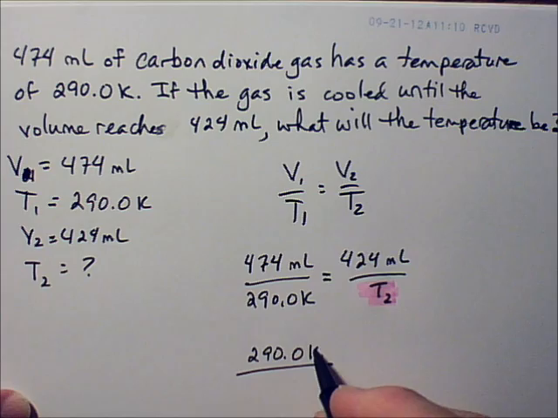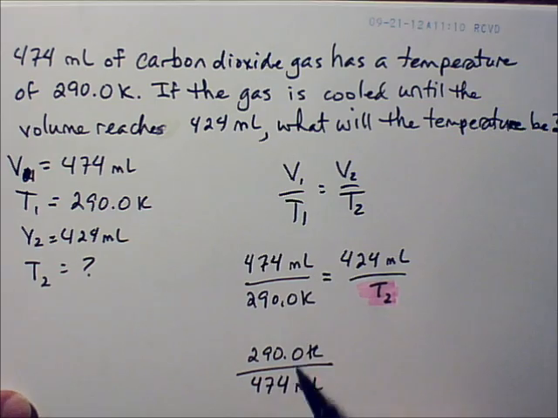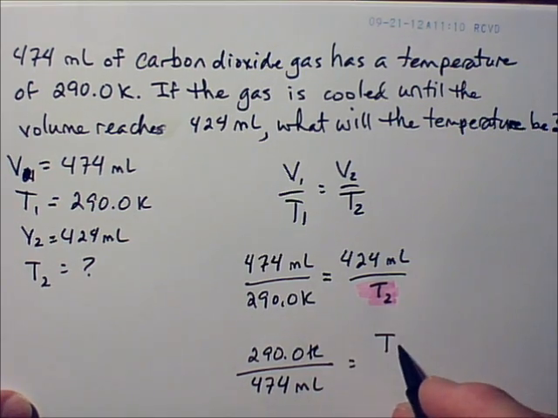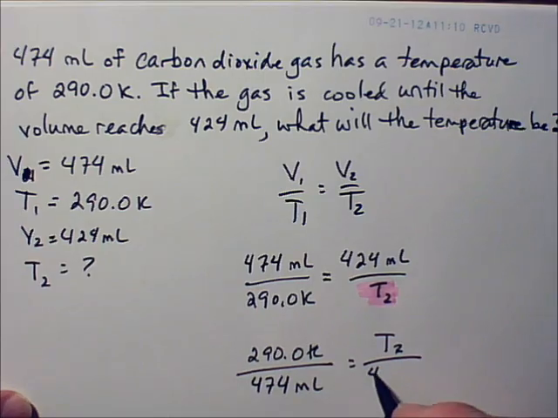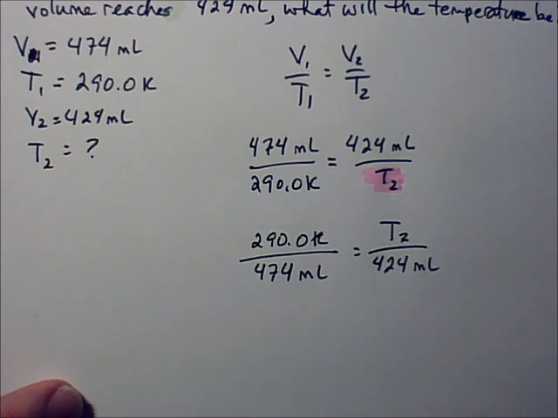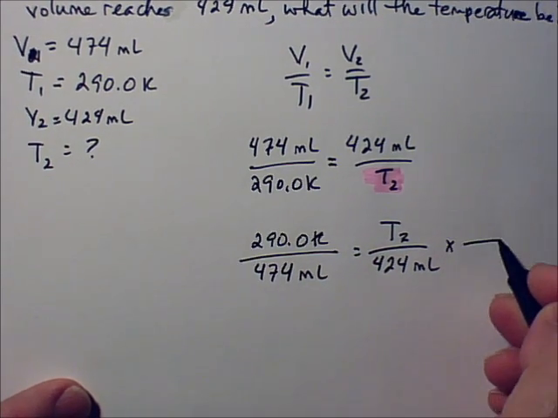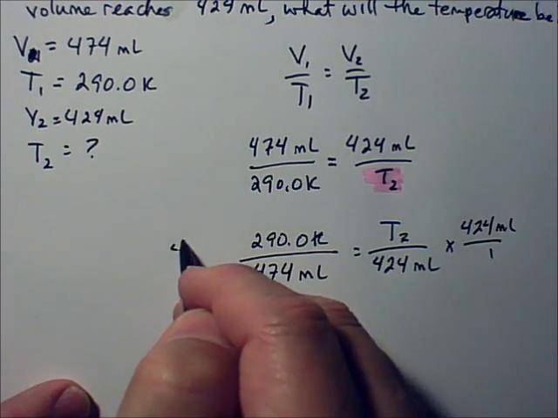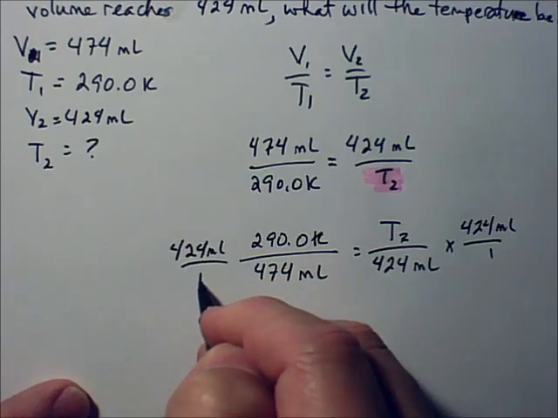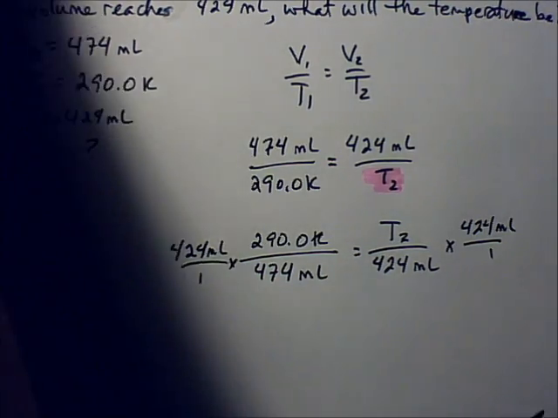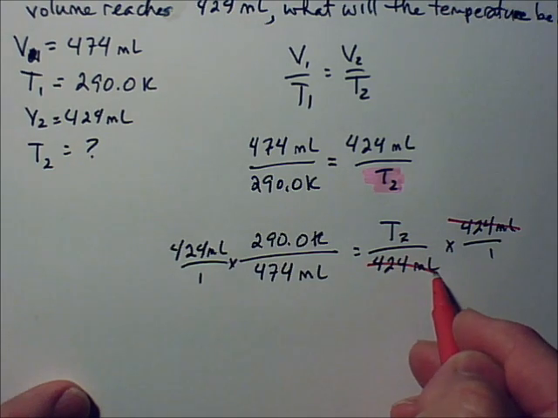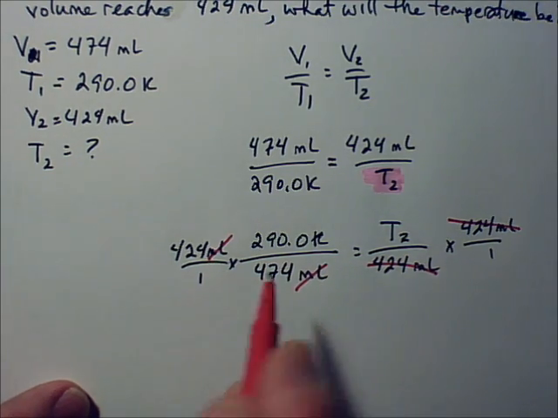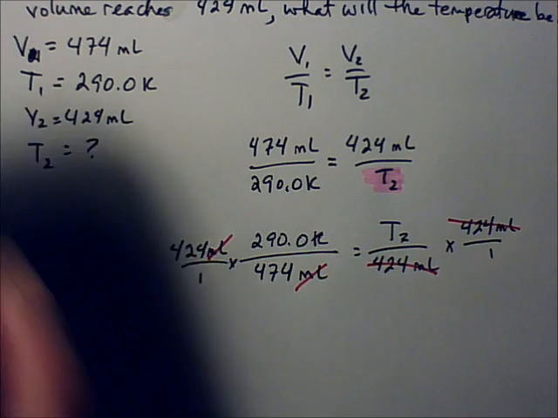290.0 K and 474 milliliters. So I flipped this fraction here, and I'm going to flip this one. T2 is going to go on the top, and 424 milliliters is going to go on the bottom. Now we're ready to isolate the unknown. Going to multiply by 424 milliliters over 1 on both sides. Cancel this term with this term. Cancel milliliters on both sides. And we're ready to solve the problem.